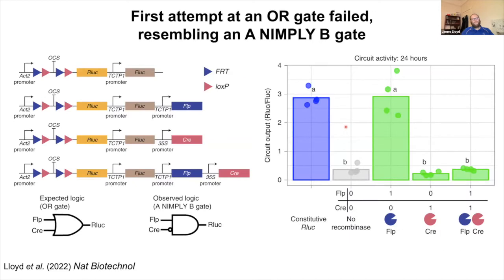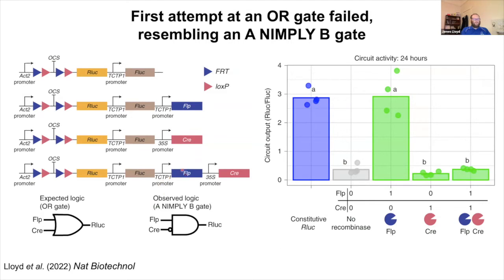Sadly, it didn't work. And this was really surprising. So the way the OR gate was built, we put the recombination target sites for both FLP and CRE surrounding the OCS terminator, so either recombinase can cut the OCS terminator out. And then for each of the plasmids representing the 1 input state, we included either FLP or CRE.